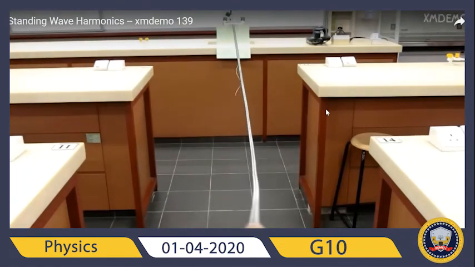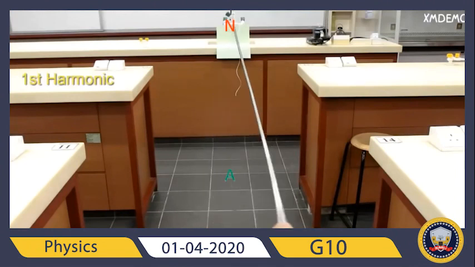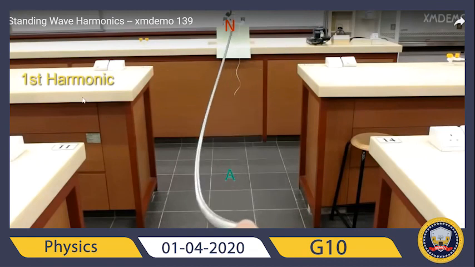So what if we increase the number of waves? If we increase the vibrations, we get what is called the first harmonic. First harmonic means just one pulse, so one antinode. There are two nodes, but only one antinode. This is called the first harmonic. So let's see it by vibration of the rope.